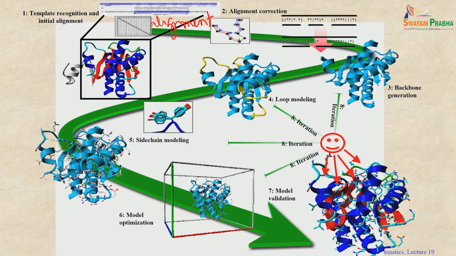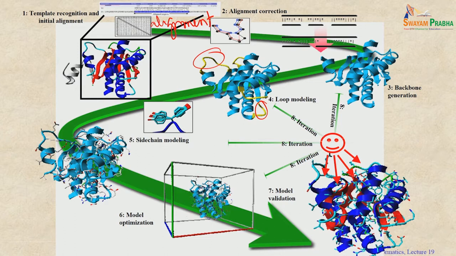right? And we check the alignment and see, so that there will be fewer gaps in the alignment. Once we have the alignment correction, then we generate the backbones, right, because you take the same backbone. And then when the backbone is set, then look for the loops, okay, here so you can see several loops here, and model these loops, right. When the loops are done, then go with the sidechains. There are several libraries, you can check the sidechains. And when we model the sidechain, then finally optimize the model, right.